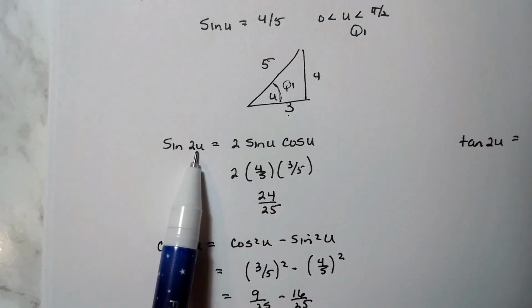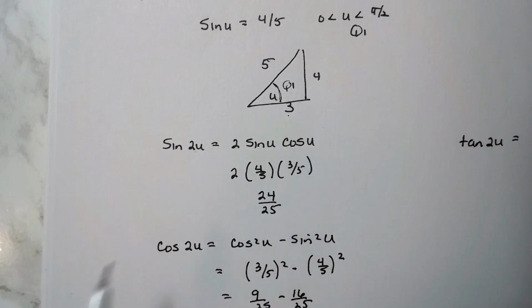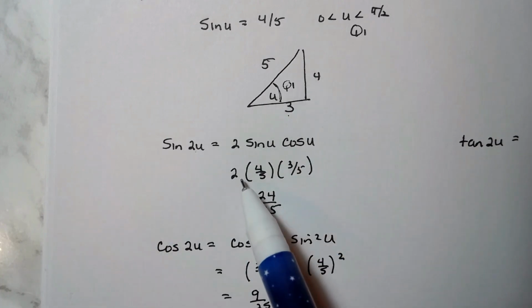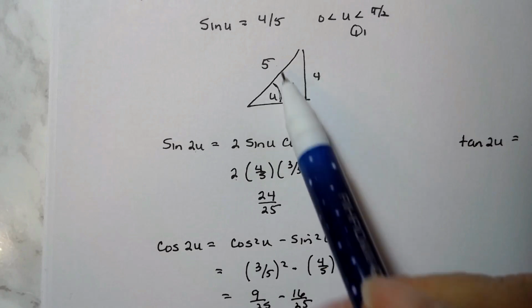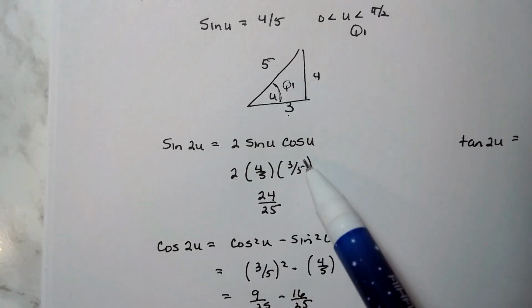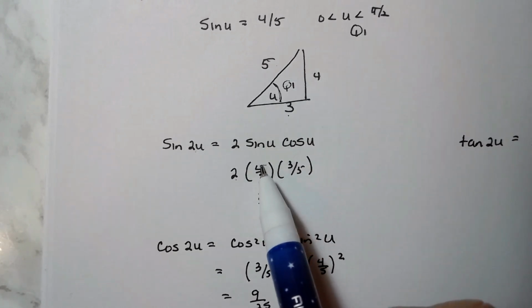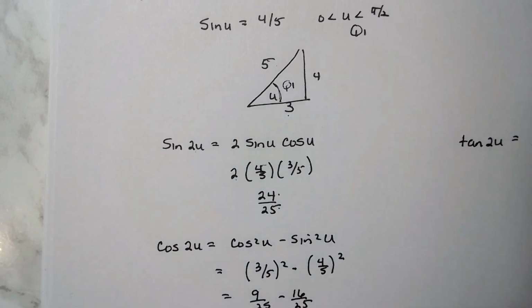The sine of 2u is equal to 2 times the sine of u times the cosine of u. So I'm just plugging in. It's 2 times the sine of u, which is 4 over 5, times the cosine of u, which is 3 over 5. If I multiply, I have 12 times 2, which is 24 over 25.